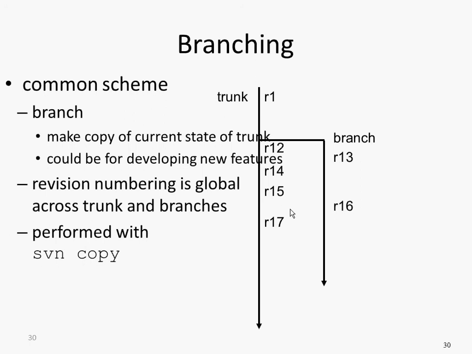Why might Joe be working on one set of things, Mary on another, and Sue on yet another line of development that might be associated with a different version of the program, a different variant of the program? Why might we want to do that?